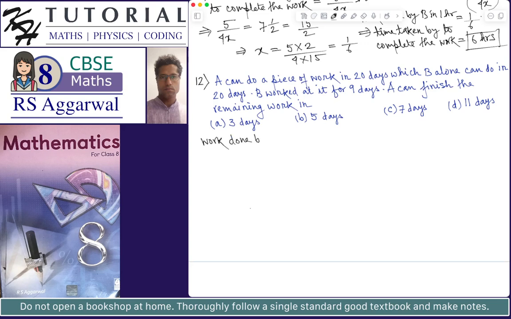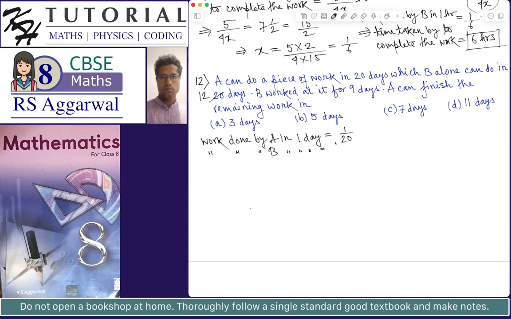Work done by A in one day will be equal to 1 by 20. Similarly, work done by B in one day is equal to... Why are both 20 days? I definitely might have copied the question incorrectly. Let me check. A can do a piece of work in 20 days and B alone can do it in 12 days. Sorry, so this will be 12 days.